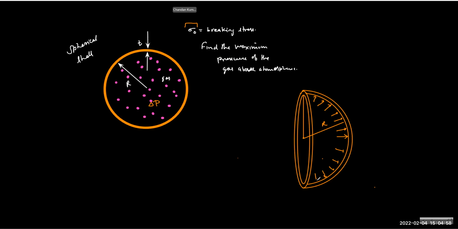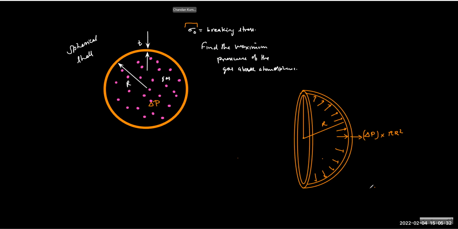So how to find the resultant force on the half sphere? It is very easy. The net force will be equal to the excess pressure which you create times the projection area, which is equal to pi R square, the base area. Because it is acting in all directions, the net will be equal to the base area. So the shape really doesn't matter. What matters is the base area, and this is the force acting because of the gas.